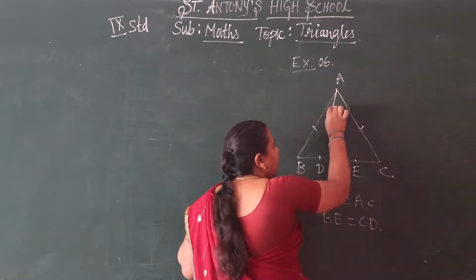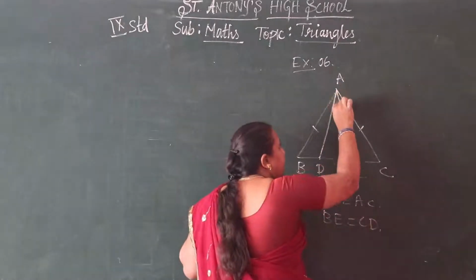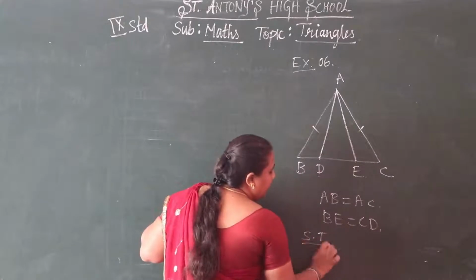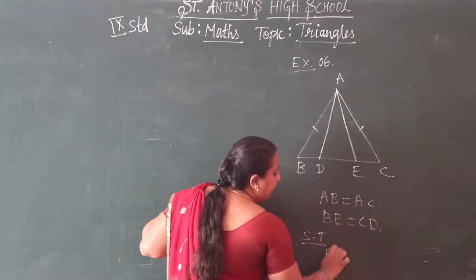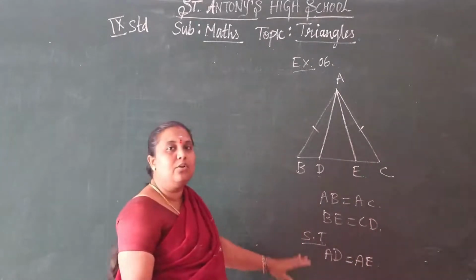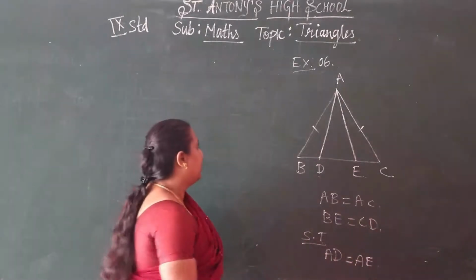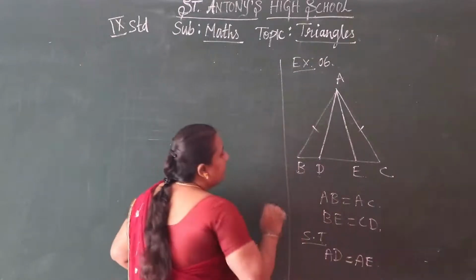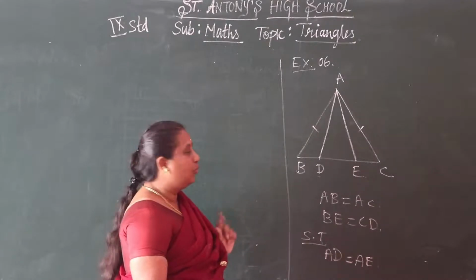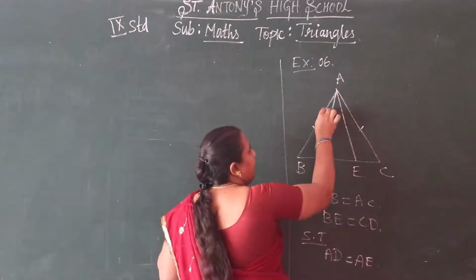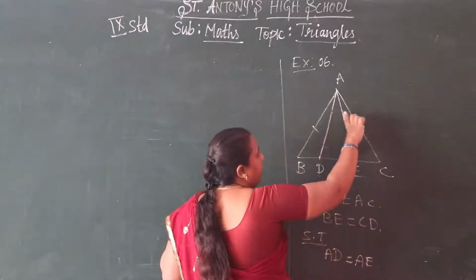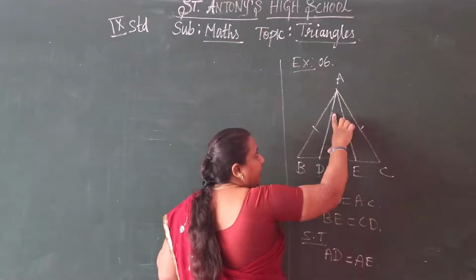We can consider this AD and AE. So what do we want to show? AD equals AE. We want to prove AD equals AE. Okay, so let us prove this. How to prove? First, we can take two triangles to prove it. AD and AE are sides of these two triangles, ABD and ACE.